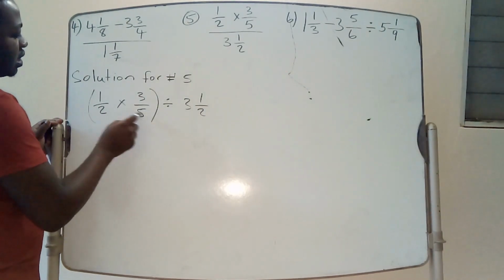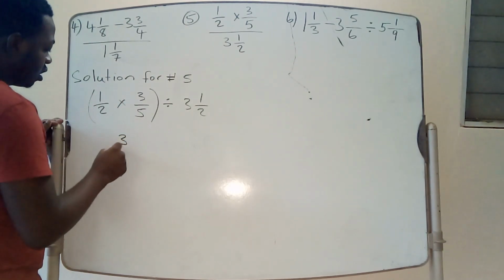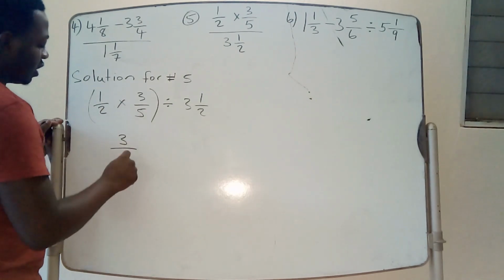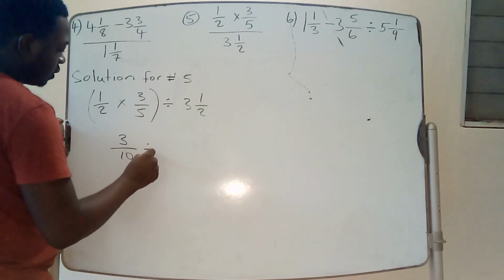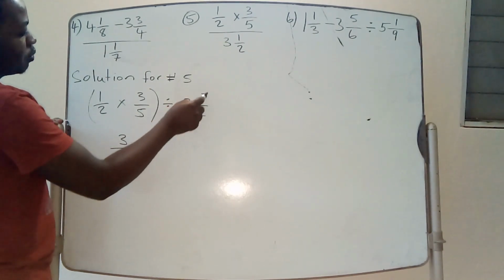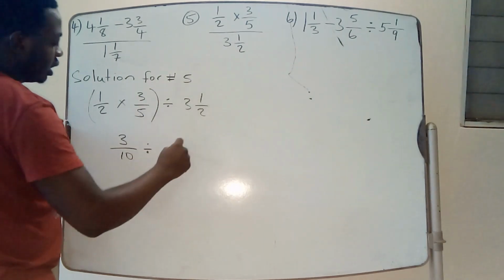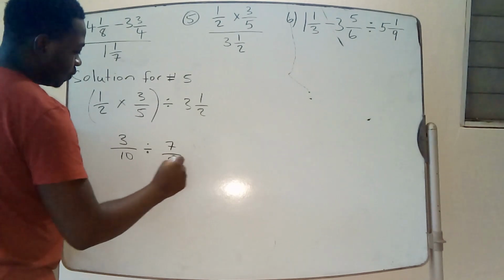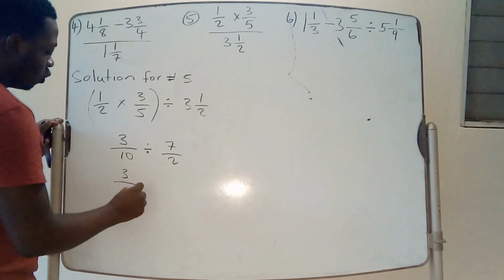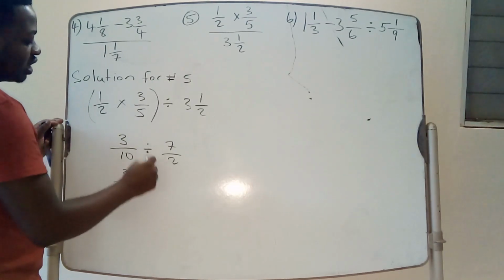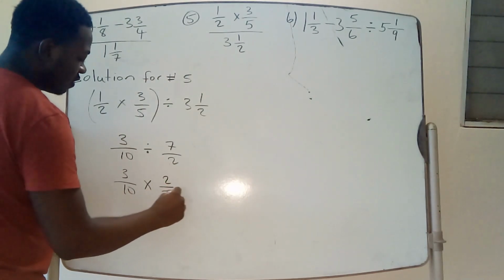So I'm going to combine what's inside of the bracket first. So this is going to be 1 times 3, that's going to be 3, over 2 times 5, that's going to be 10, divided by, I'm just going to convert this mixed number to an improper fraction. So 2 times 3, that's going to be 6, plus 1, that's going to be 7/2. At this stage, what I'm going to do is to keep my first fraction, which is 3/10, change the division sign to multiplication sign, and invert the last fraction, so this becomes 2/7.